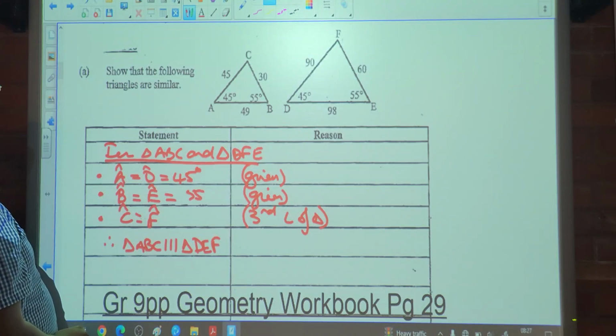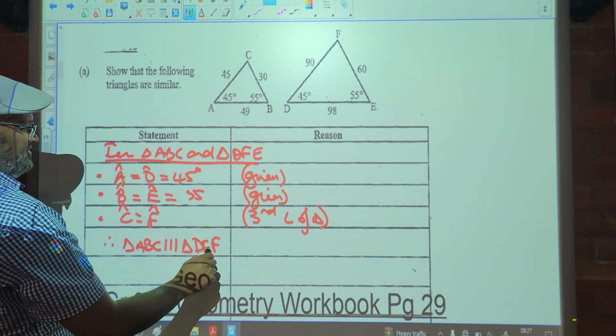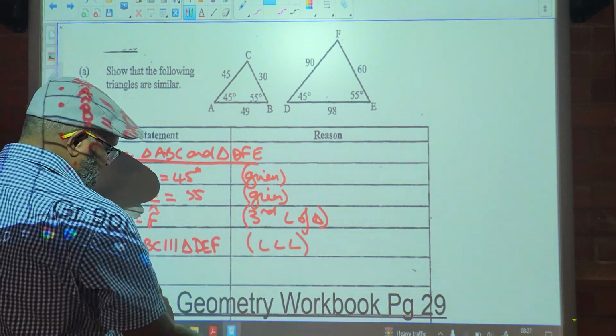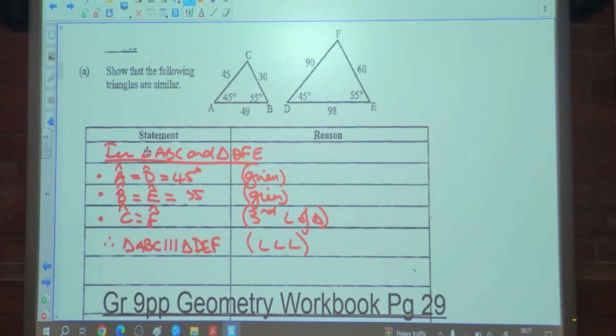You all understand? Okay, and what is the reason here? Angle, angle, angle. We use the fact that the three angles are equal. Therefore, the two triangles are similar.